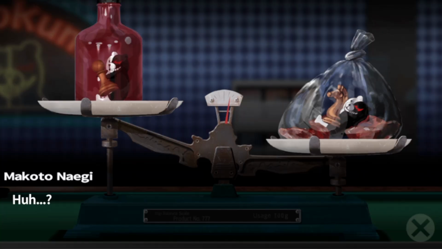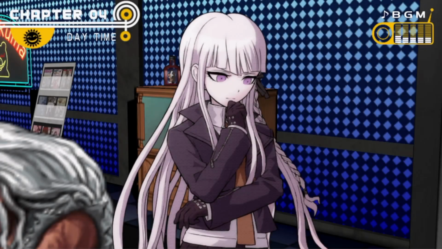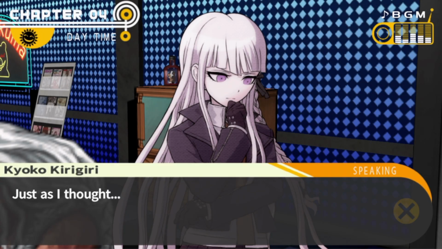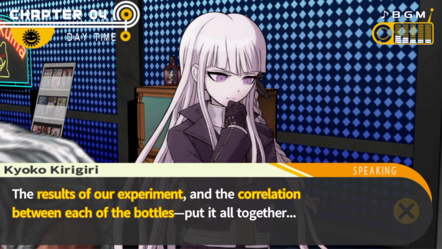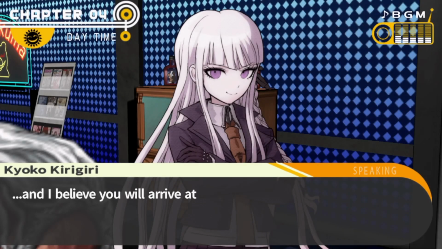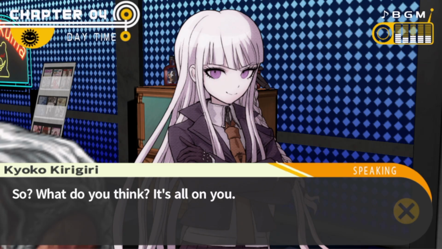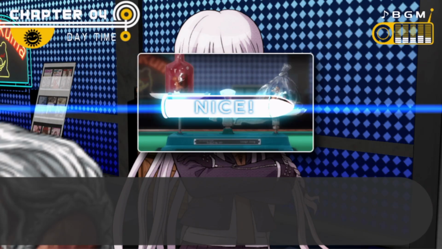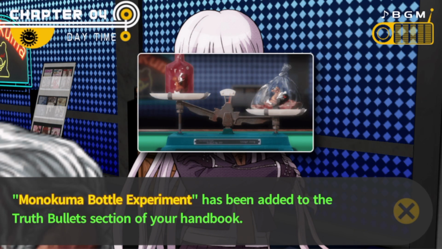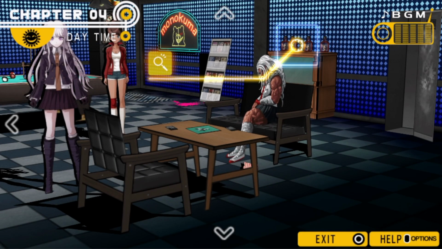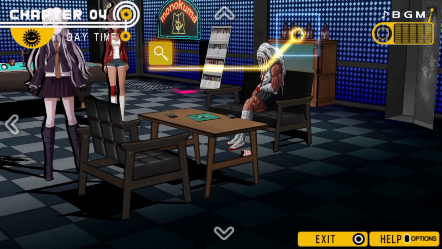Why is it heavier? The broken pieces are heavier? How's that possible? I knew it. Just as I thought. What? The results of our experiment and the correlation between each of the bottles, put it all together, and I believe you'll arrive at one very persuasive conclusion. So, what do you think? It's all on you. I don't know what that's supposed to mean. Except that one bottle is heavier. They picked the heaviest bottle to hit her with.